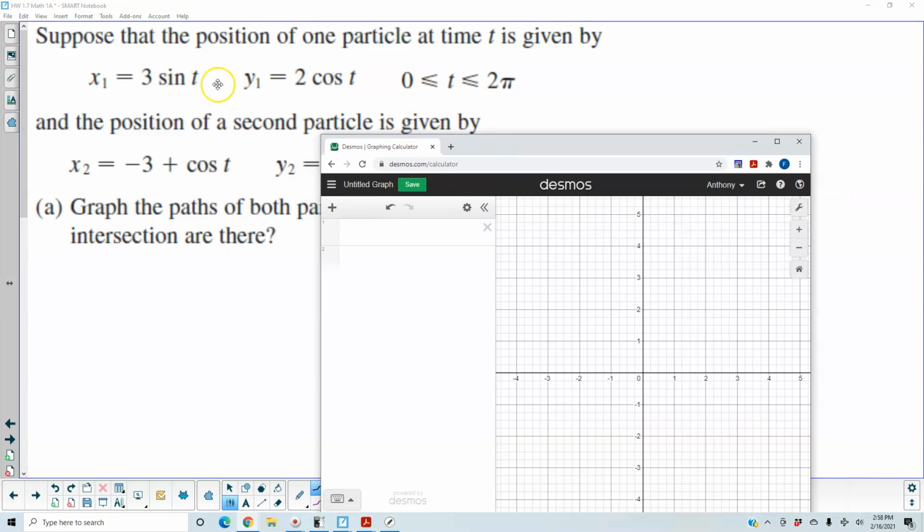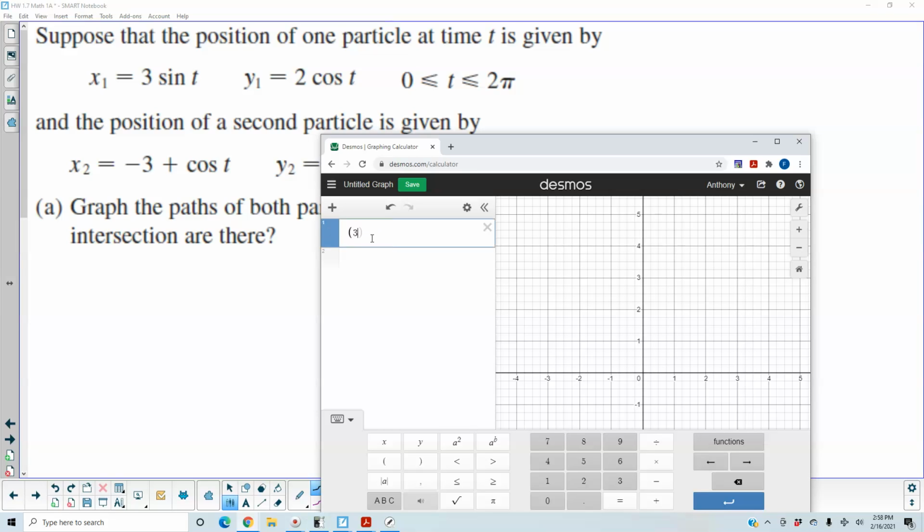We're going to first put in our ordered parametric equation. So we have 3 times the sine of t, comma, 2 times the cosine of t. Okay, and then we're going from 0 to 2, and then just type in the word pi for pi.